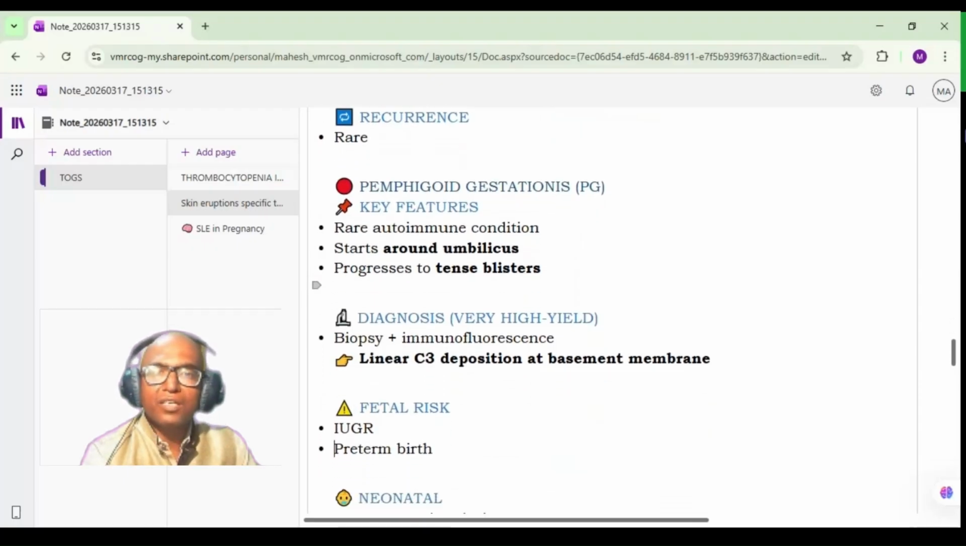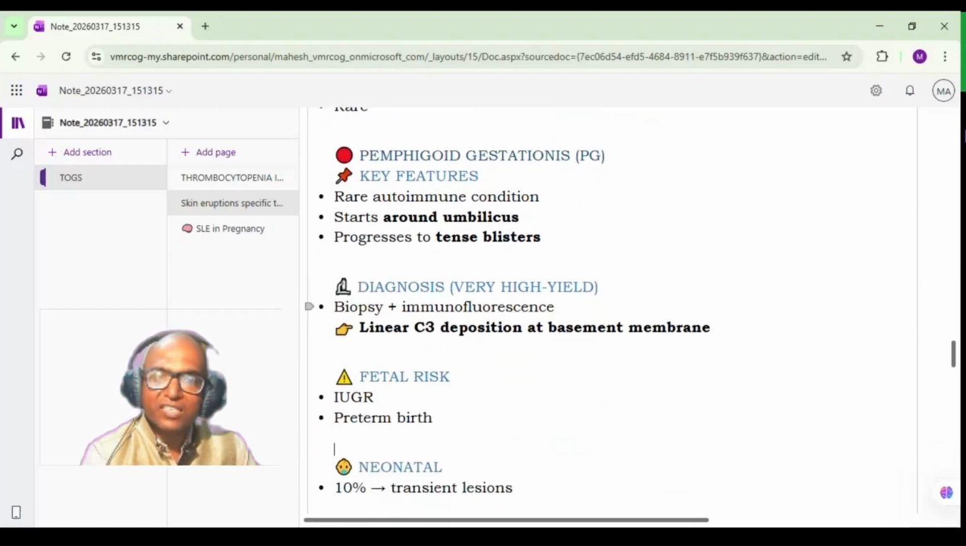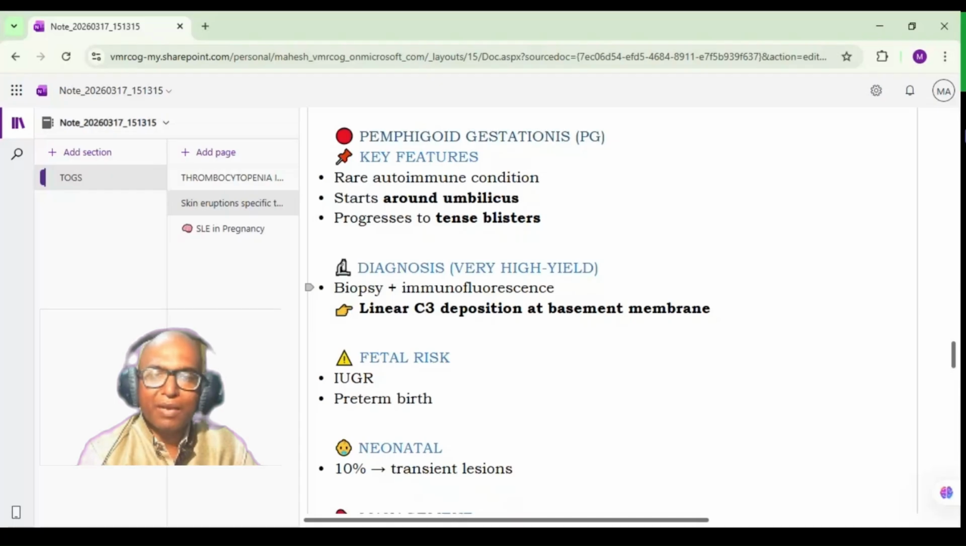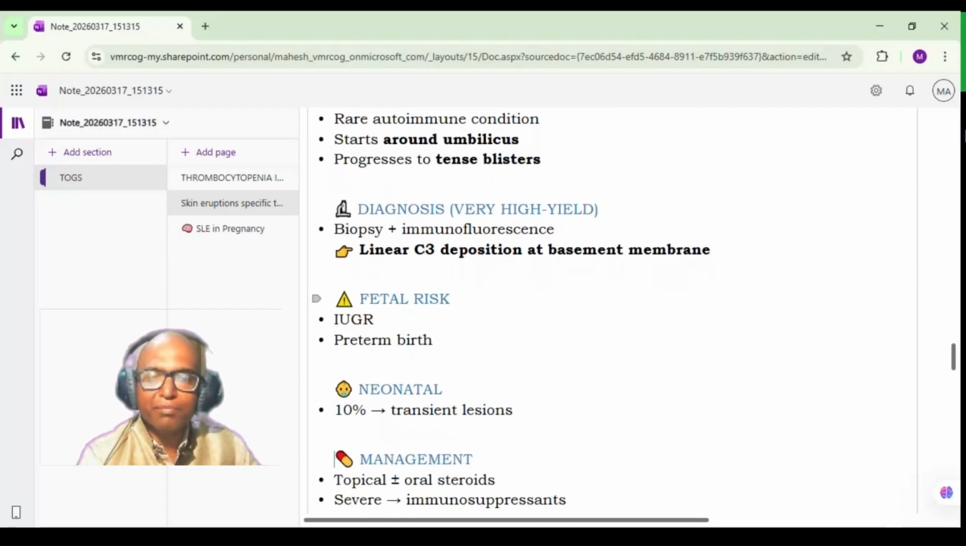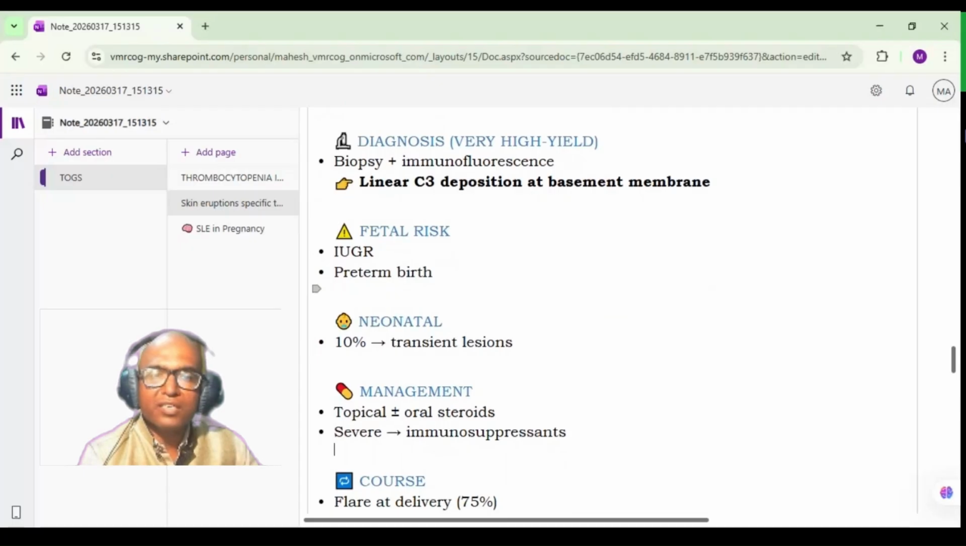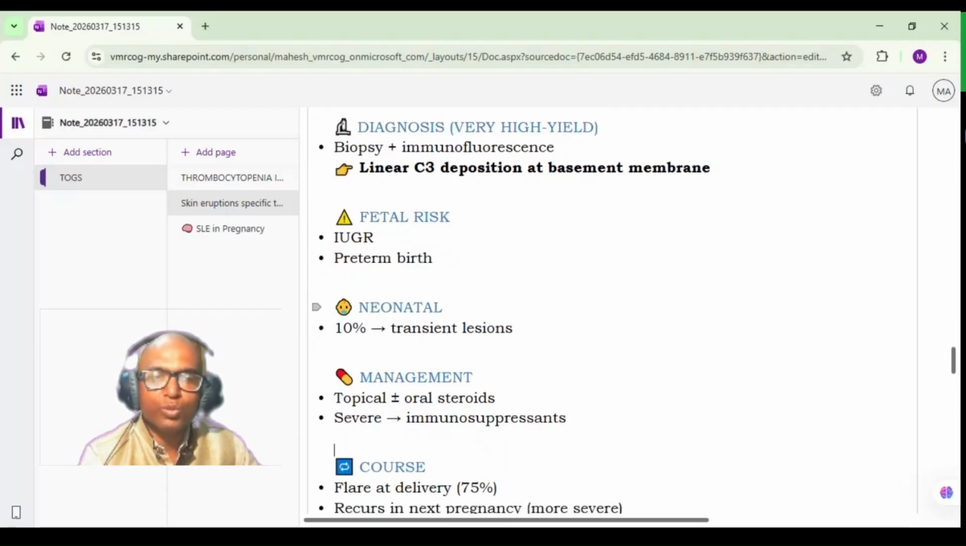Next one is pemphigoid gestationis, PG. It is a rare autoimmune condition. It starts around the umbilicus and progresses to form blisters. Tense blisters will be formed. The diagnosis is by biopsy and immunofluorescence. Linear C3 deposition at the basement membrane will be seen. There is a risk to the fetus. IUGR and preterm birth are known to happen. There are transient lesions seen in around 10% of neonates also.